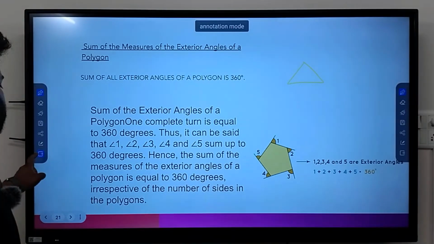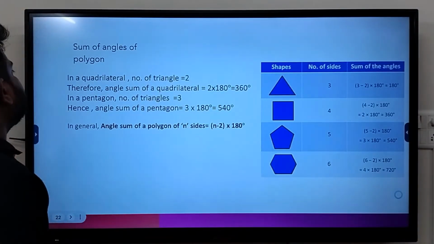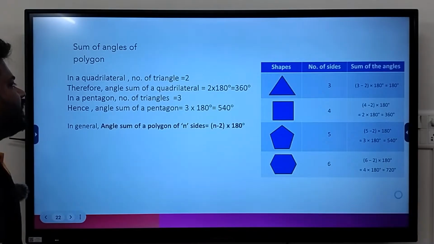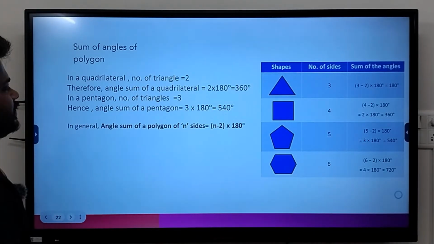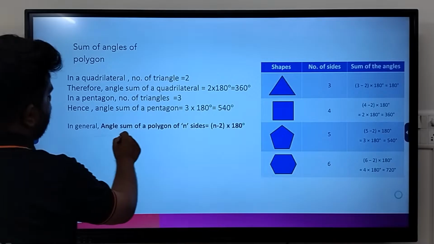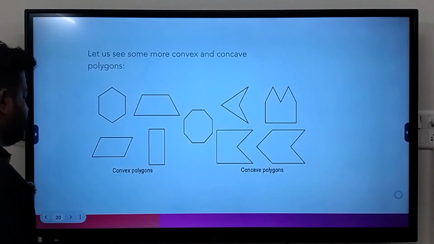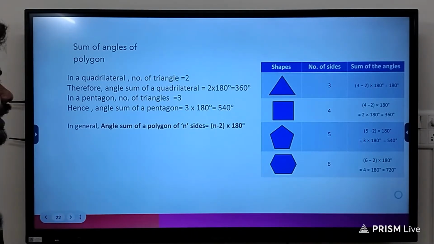Let's go to the next: sum of angles of a polygon. In a quadrilateral, the number of triangles is 2, therefore the angle sum of a quadrilateral is 2 into 180 degrees. In a pentagon, the number of triangles is 3, hence the angle sum of a pentagon will be 540 degrees. In general, the angle sum of a polygon of n sides will be n minus 2 into 180 degrees.